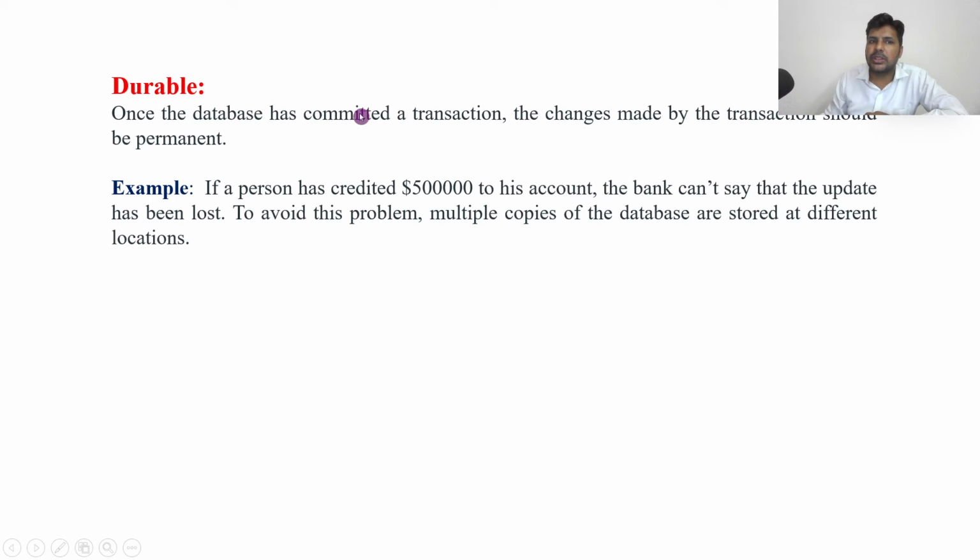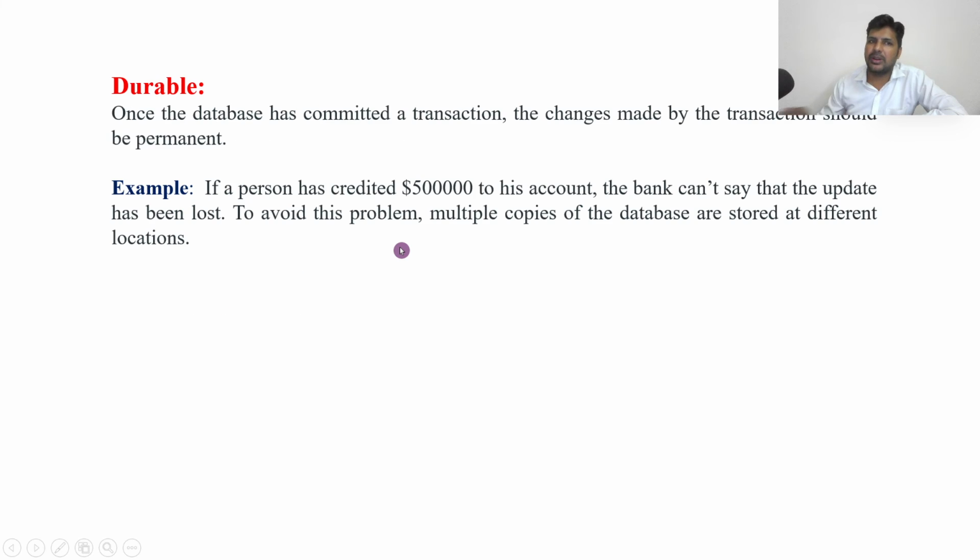For example, if a person has credited 5 lakh to his account, the bank cannot say that the update has been lost. To avoid this problem, we have a lot of different servers, right? So what it will do is that multiple copies of the database are stored at different locations. Multiple database copies will be stored, so automatically it will be permanent. So that is durability also, right?